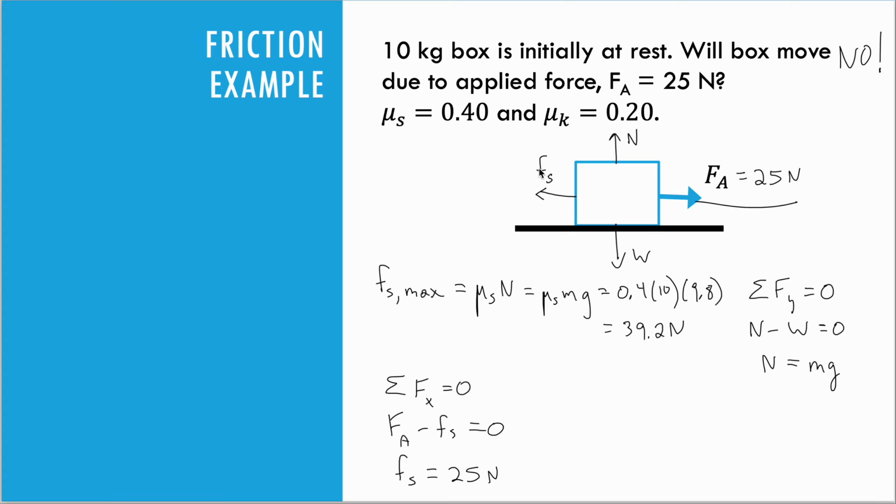The static friction force would increase to match the applied force until it reached a value of 39.2 newtons. After that point, the object is going to be on the verge of slipping, and any force greater than 39.2 would cause the object to start moving.